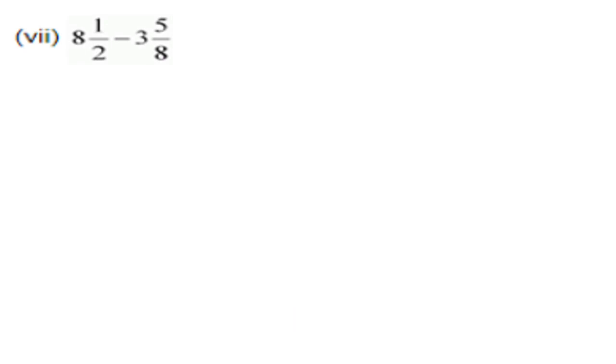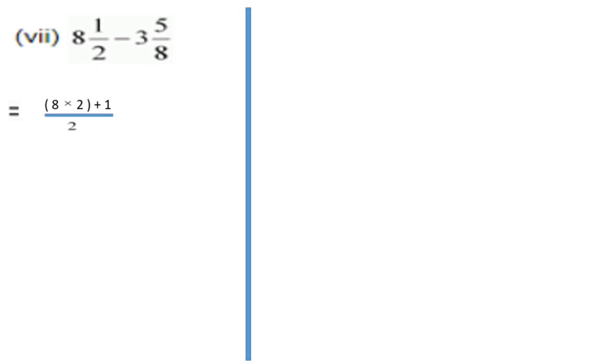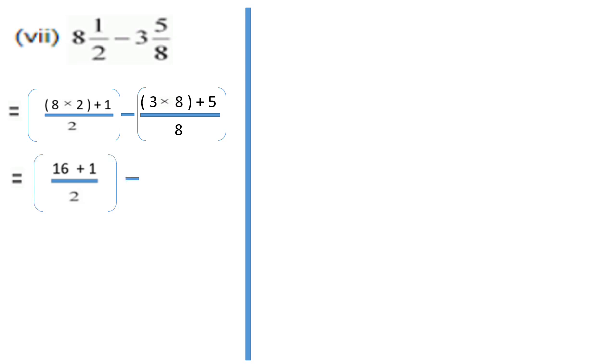8 1 by 2 minus 3 8 by 5. Here also both are mixed fractions. So first change the mixed fractions into improper ones. For that you have to multiply 8 into 2 plus 1 by 2, then minus 3 into 8 plus 5 by 8. 8 2s are 16, 16 plus 1 by 2, then minus 3 8s are 24, 24 plus 5 by 8. 16 plus 1 is 17, then minus 24 plus 5 is 29 by 8.